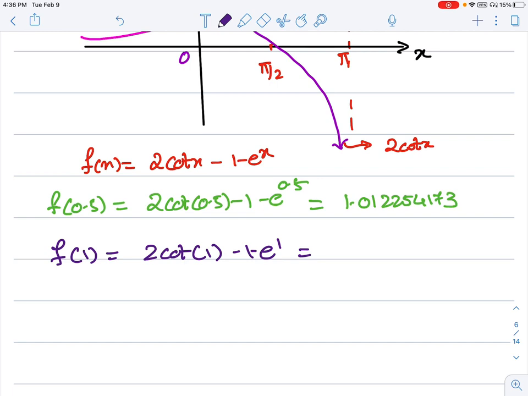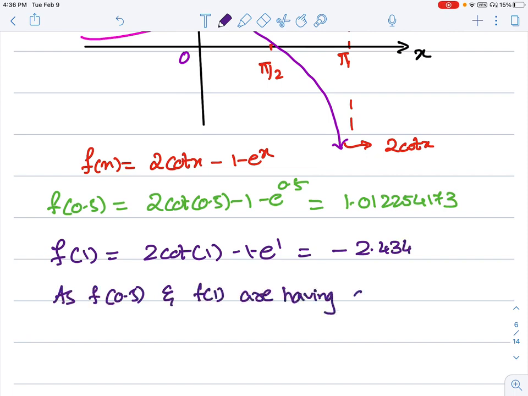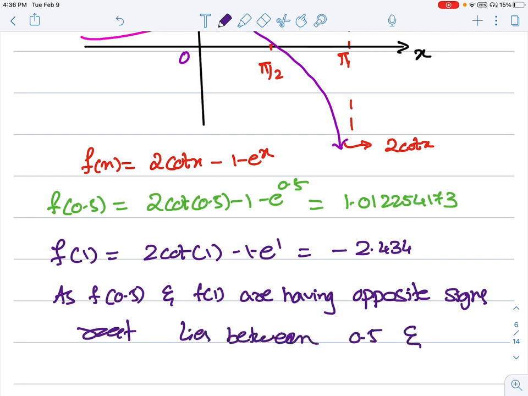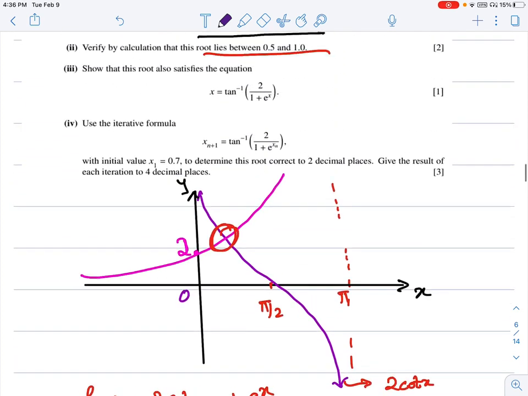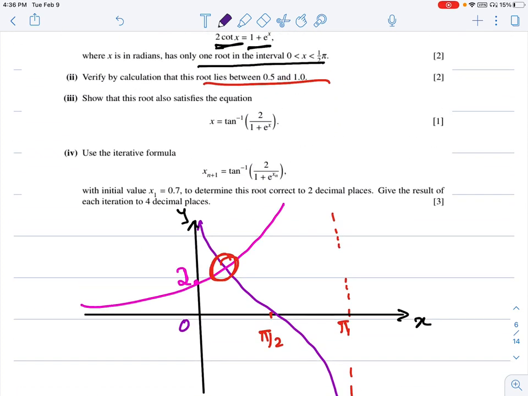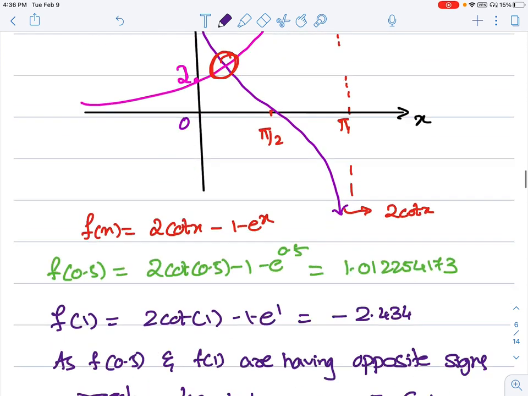So am I getting minus 2.434? You can see that f of 0.5 and f of 1 have opposite signs, so the root lies between 0.5 and 1. Now I have to prove that this root also satisfies this equation, x is equal to tan inverse.